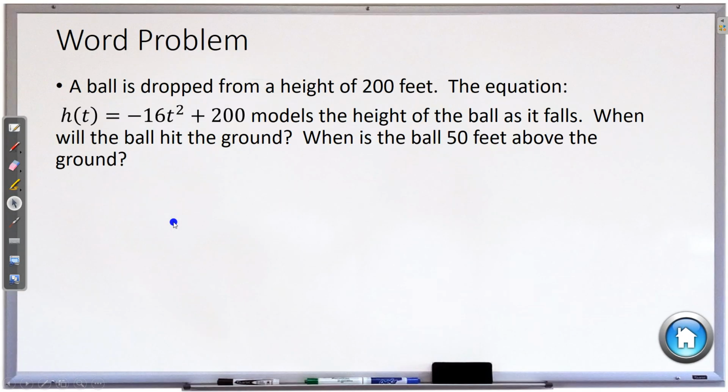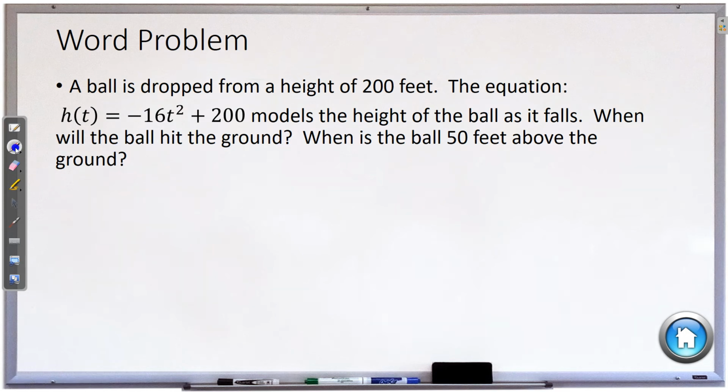Let's take a look at a word problem for an application. So quadratics are often used for projectile motion. And so here a ball is being dropped from a height of 200 feet. We can model the position, or in this case the height of the ball, using a quadratic equation. So there they give us the quadratic equation. When will the ball hit the ground?